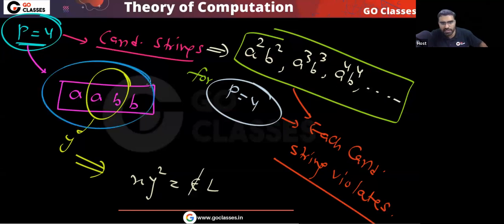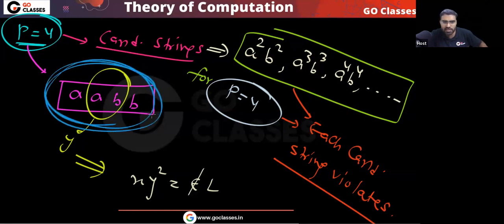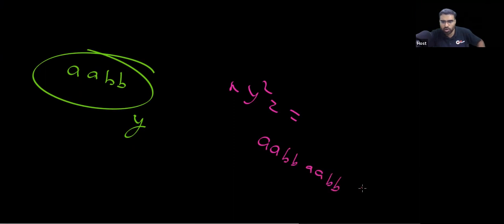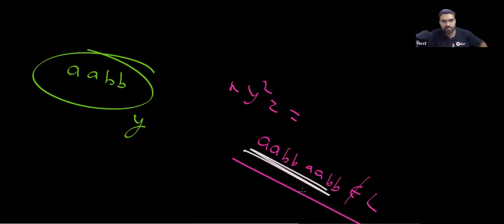For example, because your P equal to 4, you can take this entire string as Y. Then what will be the problem? Tell me. If you take this entire string as Y, will there be a problem? Yes, again power 2 will be the problem. Remember, what is the power 2? If you take this entire string as Y, then power 2 will be AABB, AABB. This string does not belong to L.